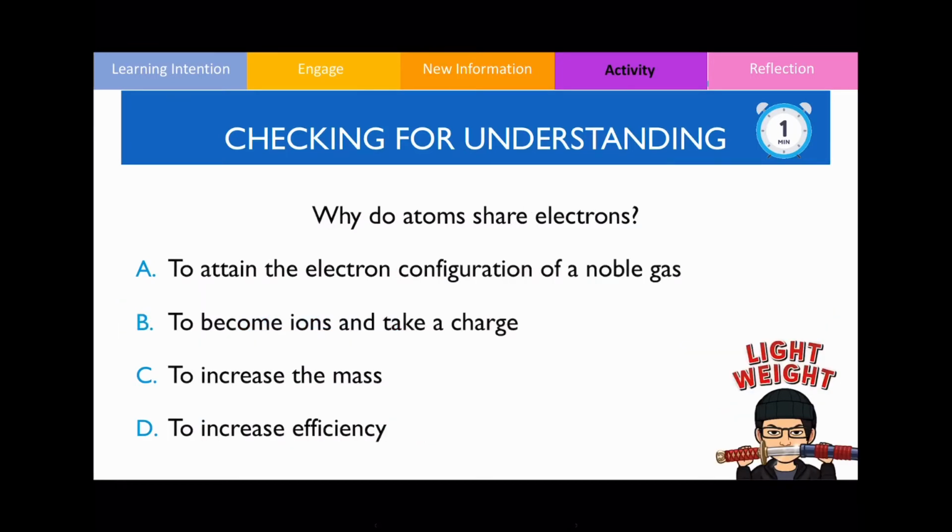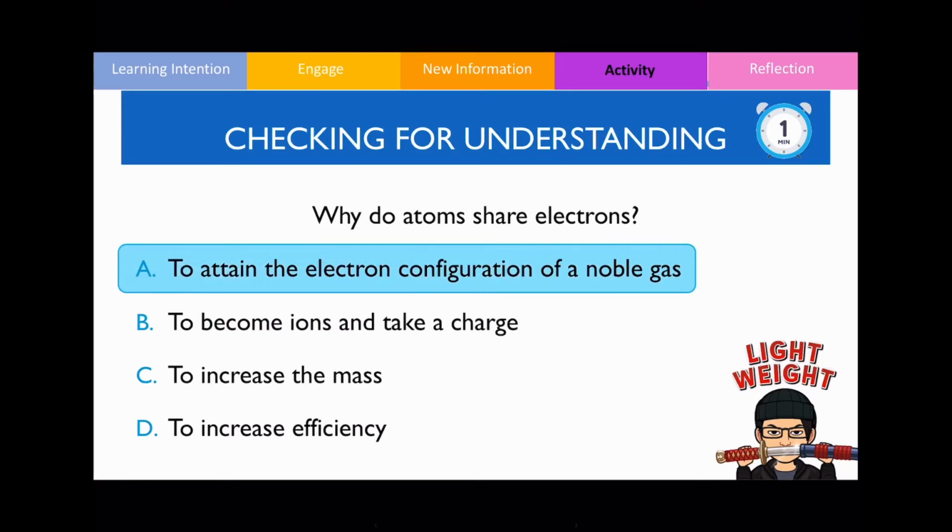This question over here says, why do atoms share electrons? The reason why molecules are formed is so that the nonmetals can actually have an electron configuration of a noble gas, as this makes them stable.